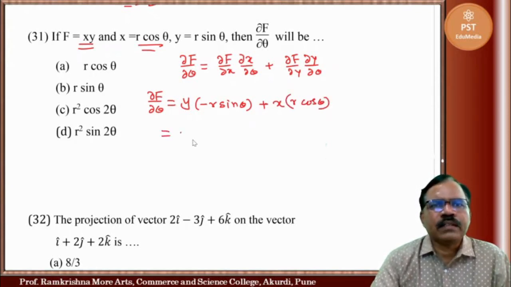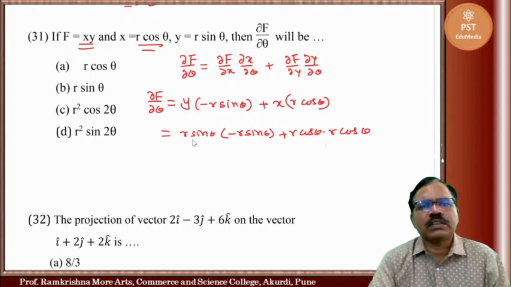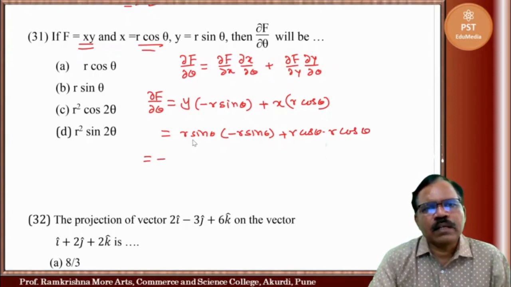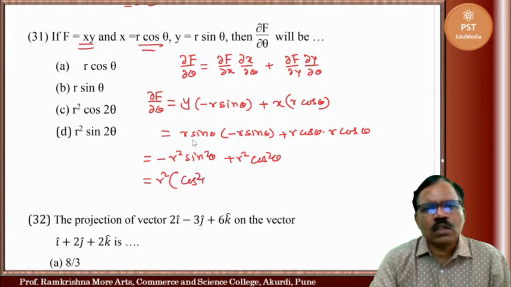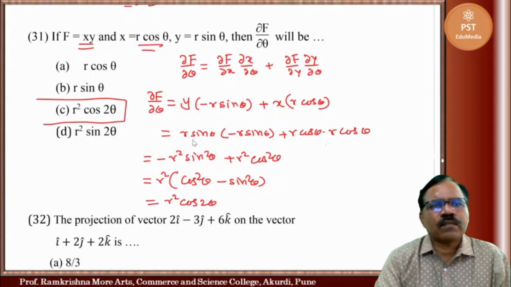So we get here r sin θ into minus r sin θ plus r cos θ into r cos θ, because x is r cos θ, y is r sin θ. So you will get minus r² sin²θ plus r² cos²θ. So you will get r² in bracket (cos²θ minus sin²θ). So you will get r² cos 2θ. So here this one is correct.